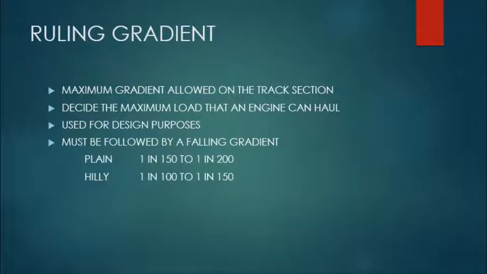In determining the rolling gradient of the section, it will not only be the severity of the gradient that will come into play, but also the length of gradients and their position, such as other grades on the track. We can look at the values that are provided for plain tracks or the tracks provided in hilly regions. For plains, the gradient may be between 1 in 150 to 1 in 200. For hilly areas, the rolling gradient will be between 1 in 100 to 1 in 150.